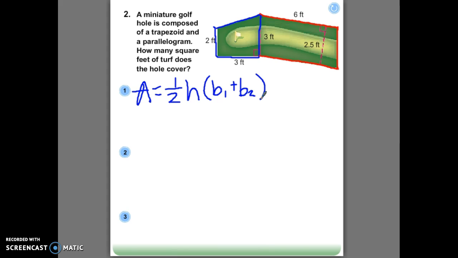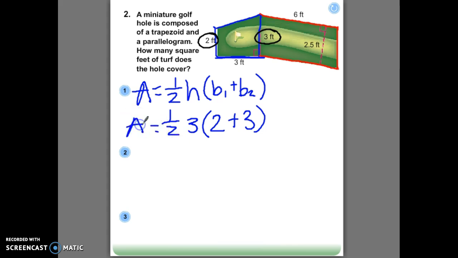Okay, remember our bases are our two parallel sides. So our bases in this case are 2 and 3. So 2 plus 3 in parentheses. Take that times our height, which is our right angle right here, 3, times 1/2 should give us the area of our trapezoid. Again, we're going to do order of operations. So parentheses first, 2 plus 3 is 5, times 3 times 1/2. 3 times 5 is 15. Take 1/2 of that, and you should get 7.5. So our area is equal to 7.5 feet squared for our trapezoid.